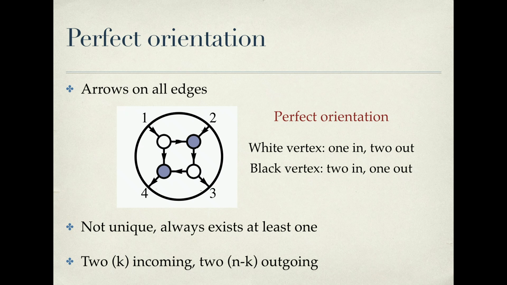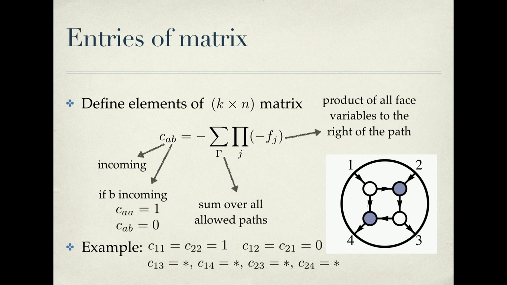Now, in this diagram, we have 2 incoming arrows and 2 outgoing. In a general diagram, which would correspond to a k by n matrix, we would have k incoming arrows and n minus k outgoing arrows. This is 2 by 4, 2 in and 2 out. Now, how do I construct a matrix?